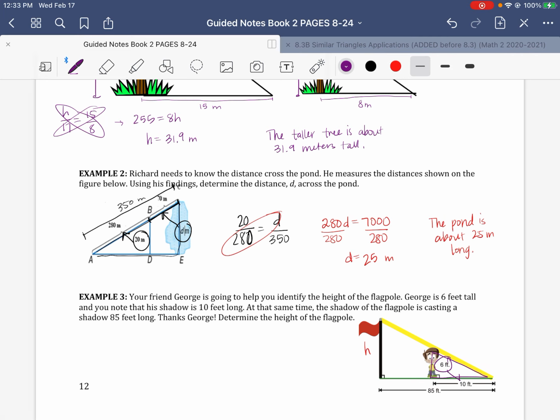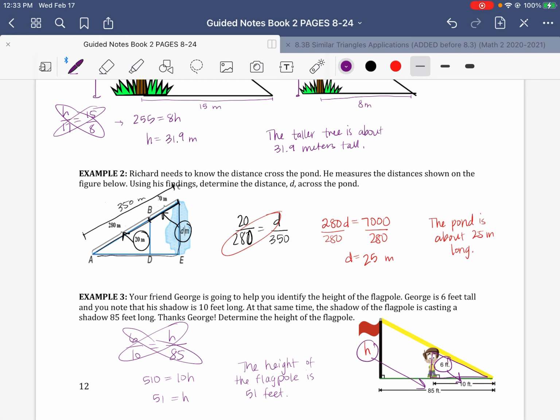So we could say George is to his shadow as the flagpole would be to its shadow. So 6 is to 10 in the same way that the flagpole would be to its shadow. And then we go ahead and multiply. Multiply 10 times h, divide by 10, h is equal to 51. So in this case, again, we were finding the height of the flagpole. So the height of the flagpole is 51 feet.